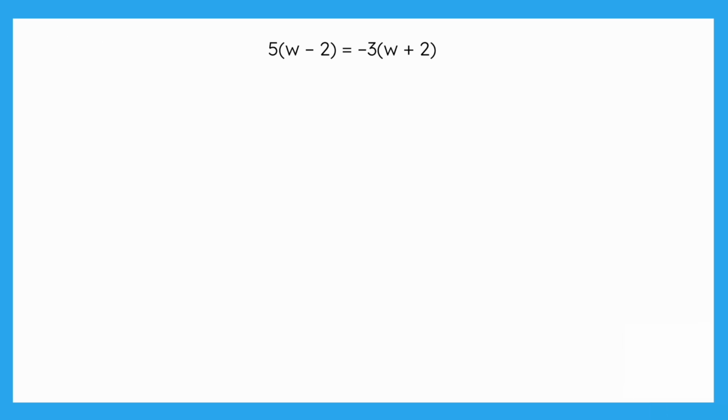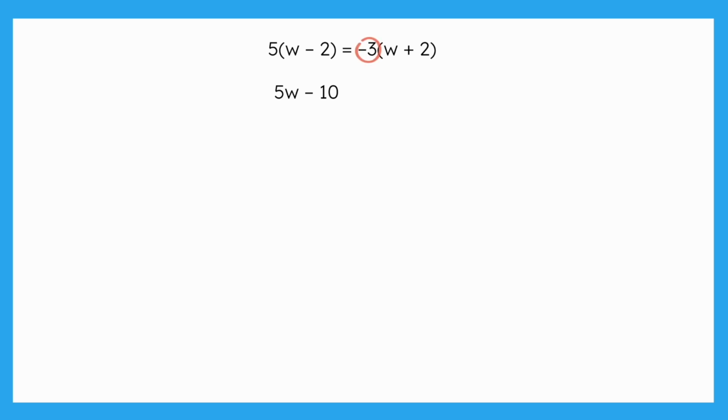Let's see how we did. Since both sides of this equation require simplifying, I like to start on the left and work right. As long as we each completed our steps correctly, we'll end up with the same answer. I started out by distributing this 5, which left me with 5W minus 10 on the left.